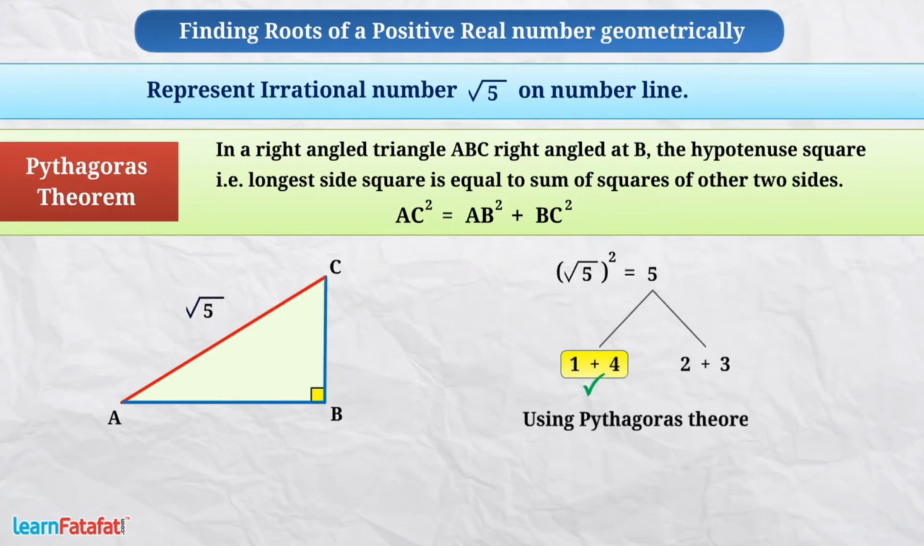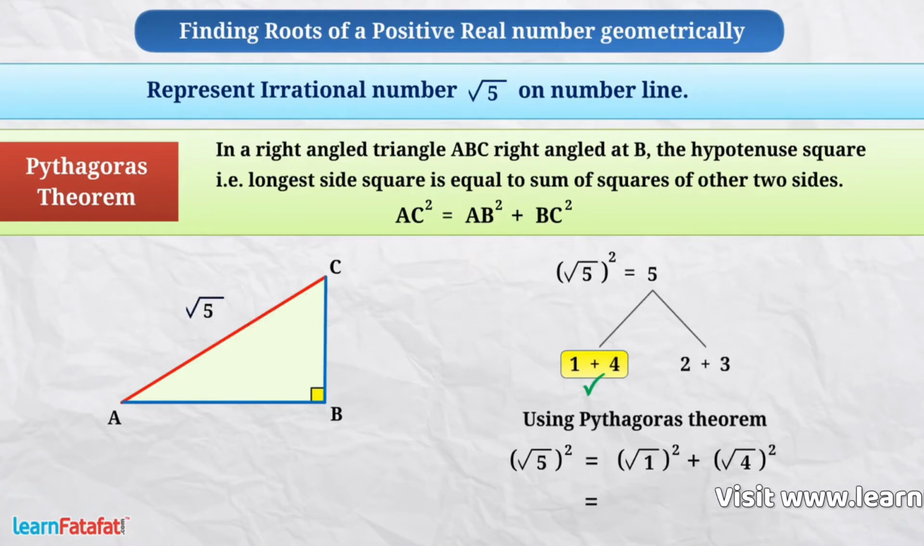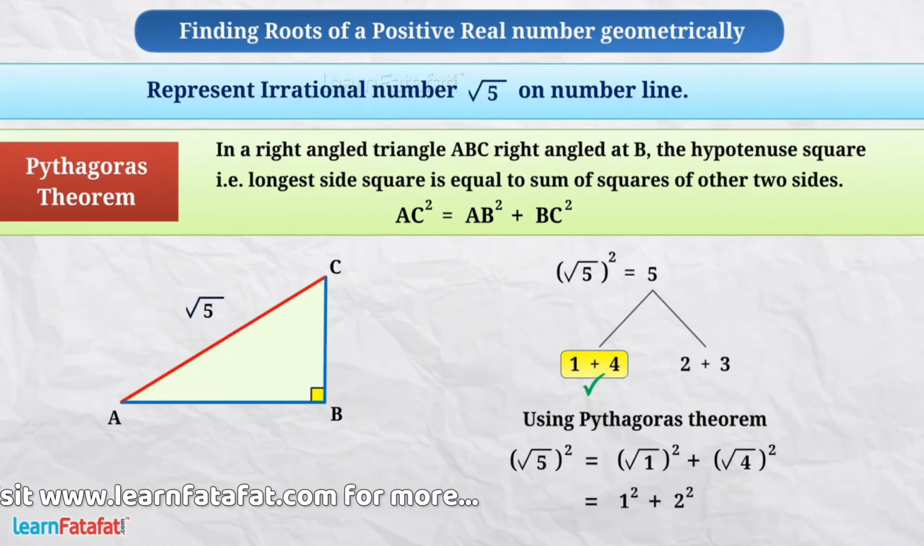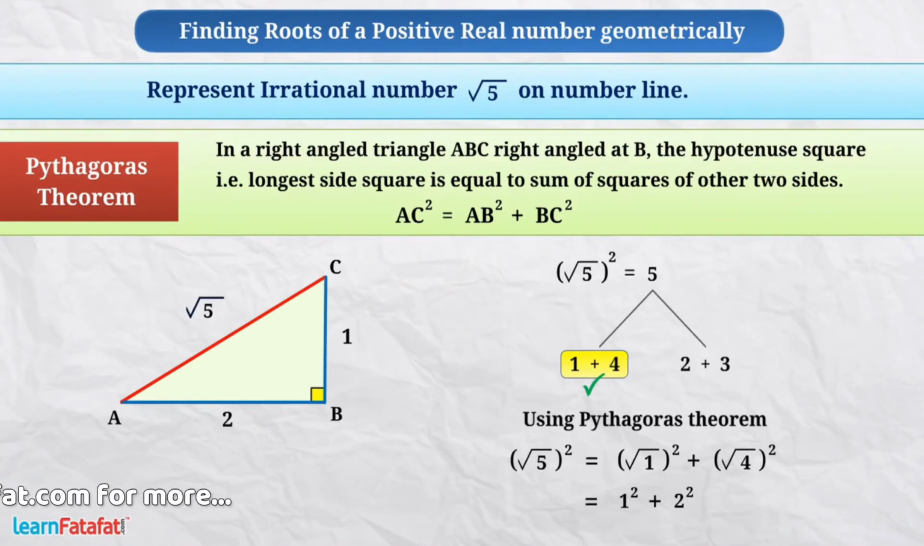Using Pythagoras theorem, √5 square is equals to √1 square plus √4 square, that is, √5 square is equals to 1 square plus 2 square. So, √5 is length of hypotenuse. So, the numbers 1 and 2 suggest lengths of other two sides of the triangle. Now, let's locate √5 on number line. We know the other two sides of right angle triangle. These are 1 unit and 2 units.